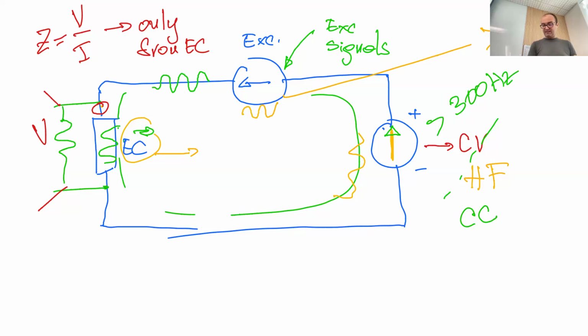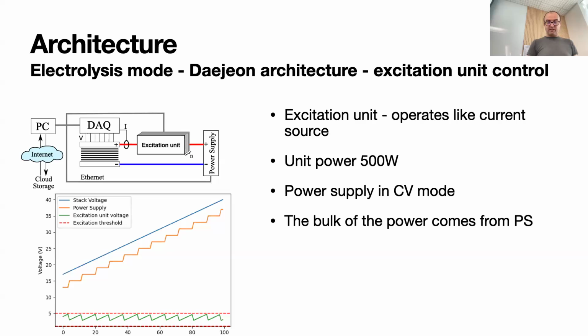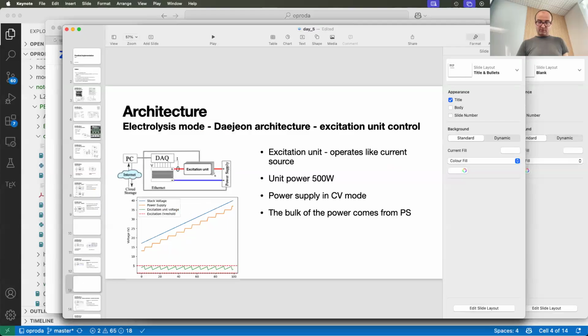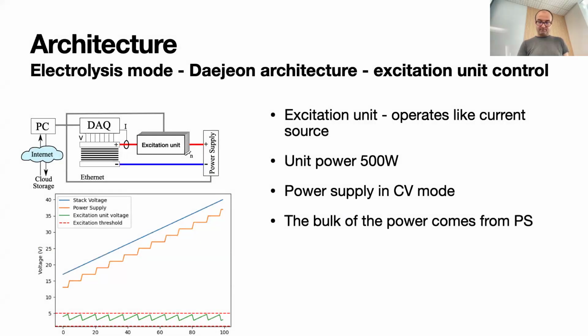So this is the electronic circuit that we have here in Darshan. This is how we do electrolysis. There is one peculiar stuff about our excitation unit. It is power limited. It cannot provide more than 500 watts. It means that our unit at this moment can provide from 0, or to be more precise, from 6 up to 120 amps.